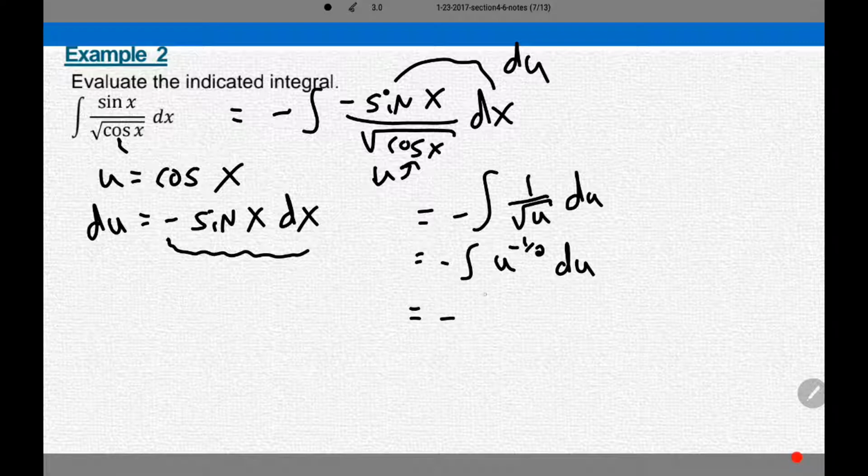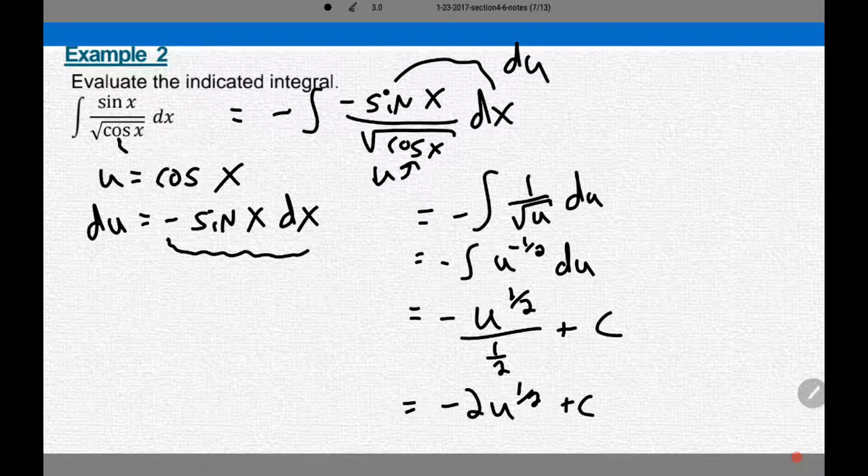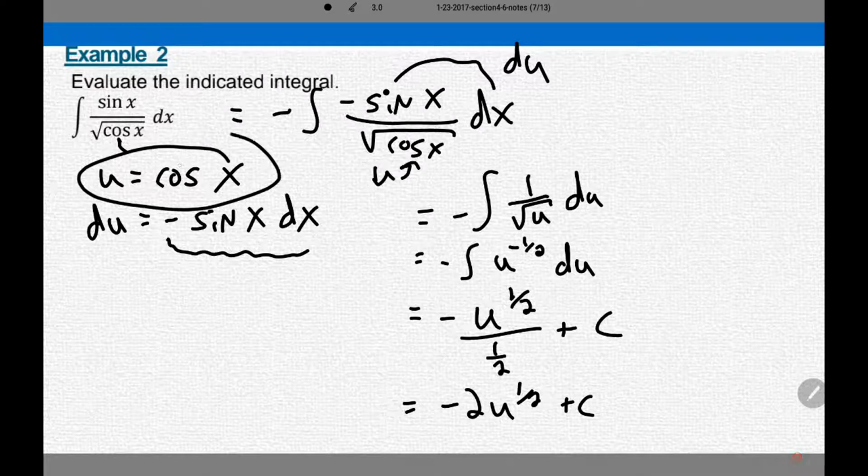So we've got u, I do negative 1/2 plus 1, and that gives me a positive 1/2 up here, and then I'm going to be divided by a 1/2, and I'm adding c. So really I've got negative 2u to the 1/2 plus c, and I go back and substitute my u value in, which is the cosine of x, and I get negative 2, and the 1/2 power is the square root of the cosine of x plus c.